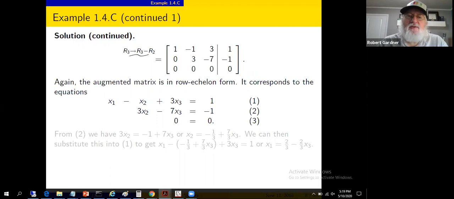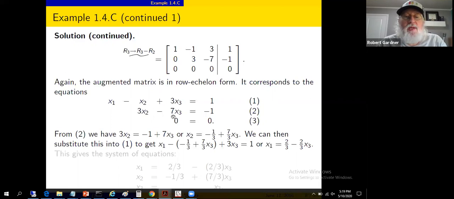So let's convert that back into the system of equations. Gives us something like this. Notice that third equation says zero equals zero. Well, I started with three equations, and you still got three equations. What this really tells you is one of those equations didn't contain any new information. This is true, but it doesn't tell you anything. Zero equals zero.